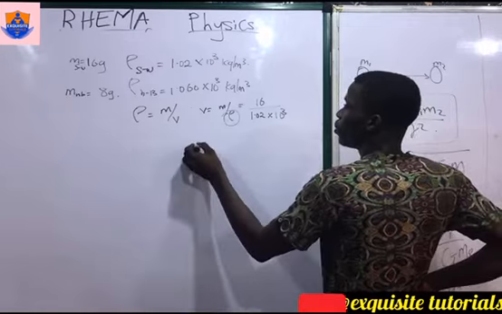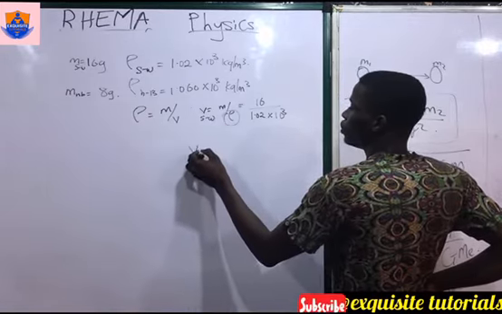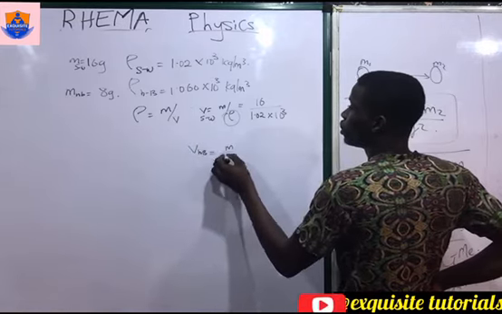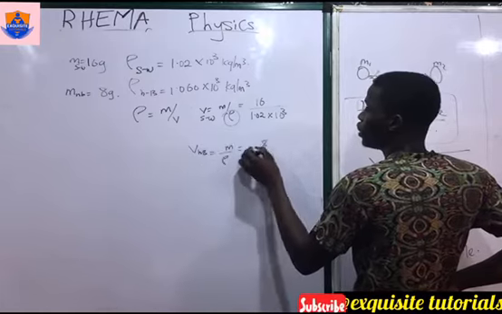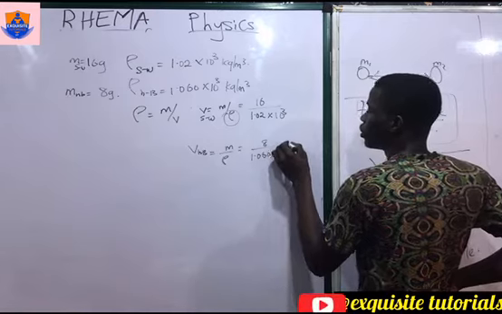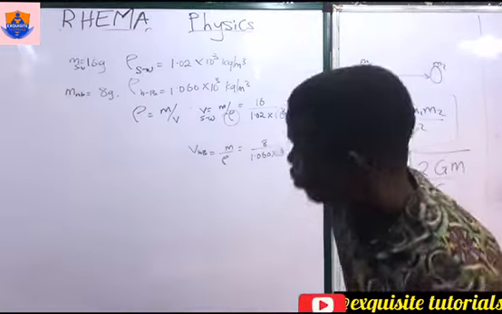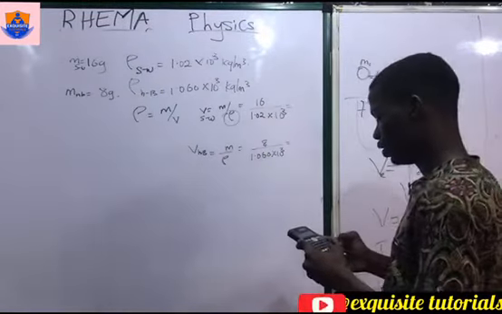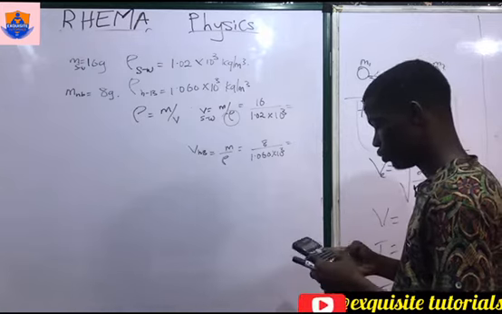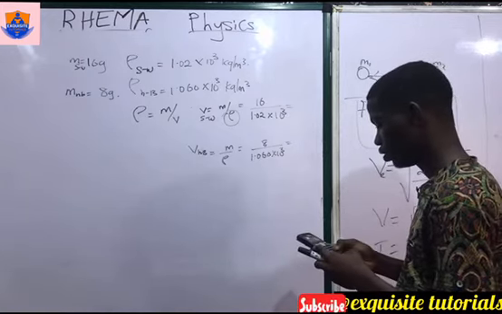Then for the other one, this is the volume of salty water. Then the volume of the human blood is mass over density. So it's 8 divided by 1.060 times 10 raised to power 3. So let me use my calculator and see what my value will give me. 16 divided by bracket 1.020 times 10 raised to power 3.